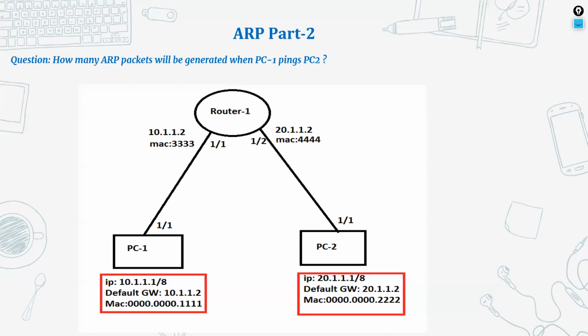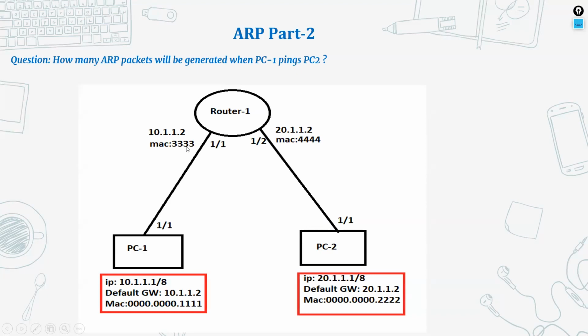So we have this simple topology wherein we have router 1 or R1, which is connected to PC1 with Ethernet 1/1, and it is connected to PC2 with Ethernet 1/2. The IP address of PC1 is 10.1.1.1/8, and it has the default gateway address, which is router 1 Ethernet 1/1 IP address, which is 10.1.1.2. The MAC address of PC1 is 1111.